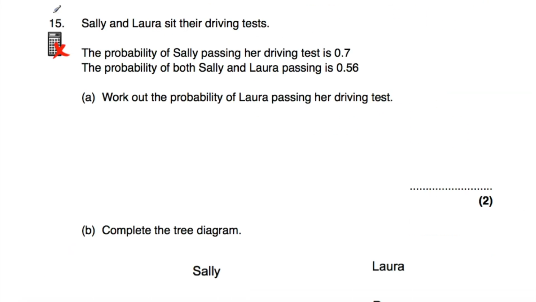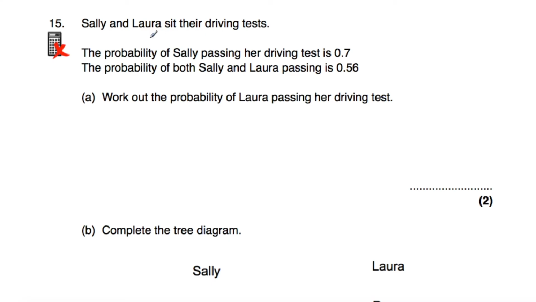Okay, let's have a look at our next question, question number 15. It says, Sally and Laura sit their driving tests, and the probability that Sally passes her driving test is 0.7. And the probability that both Sally and Laura pass their driving tests is 0.56. I've been asked to work out the probability that Laura passes her driving test.